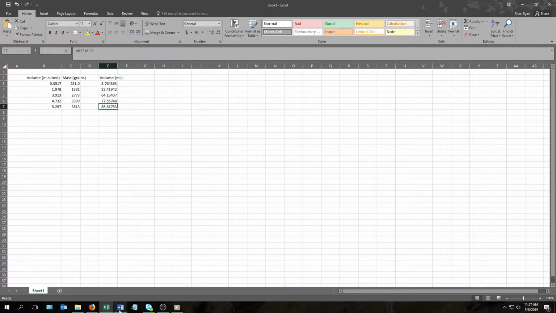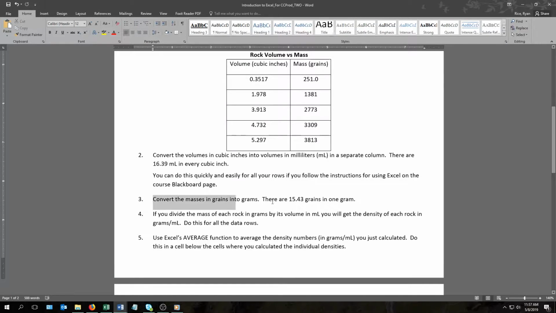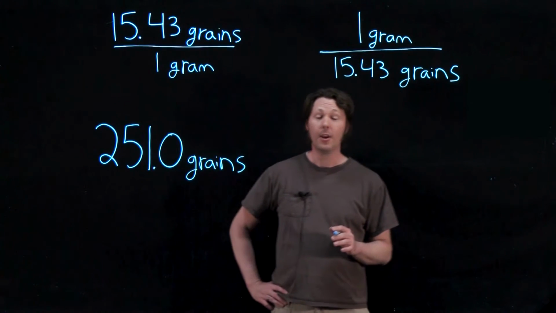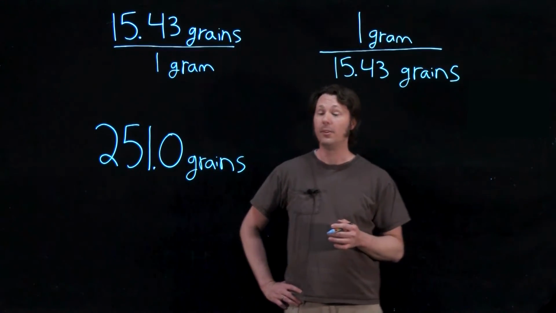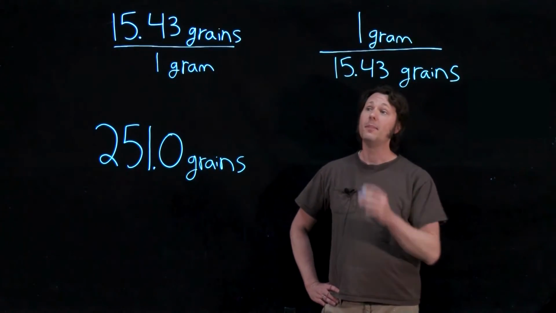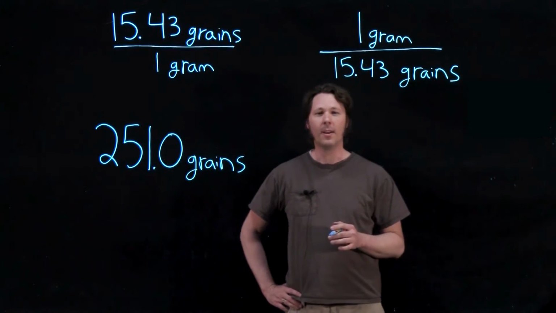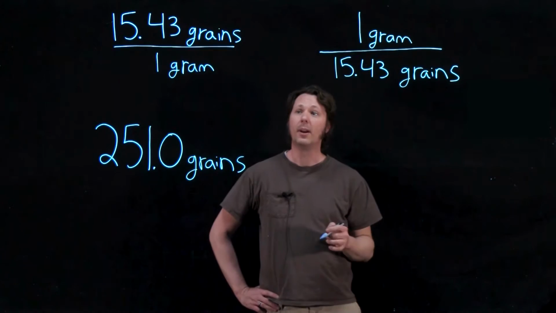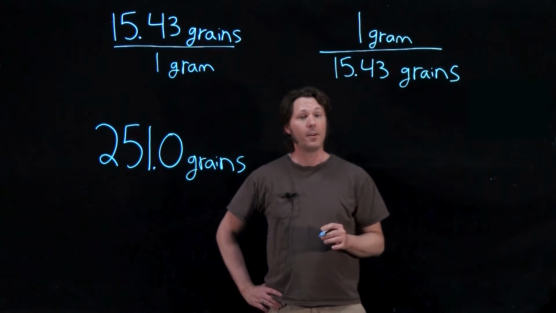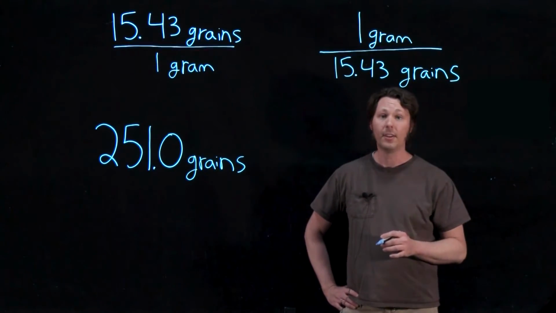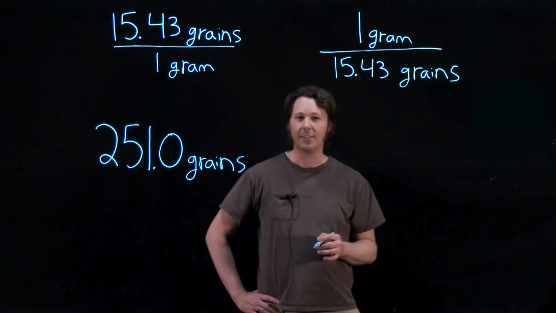In our case, going back to the original assignment, the next calculation line is to convert the masses in this right-hand column from grains into grams, and we're given the hint that there's 15.43 grains in 1 gram. Working this first one out by hand, we're starting with 251.0 grains, and we know there's 15.43 grains in 1 gram. So we need to multiply 251 by either 15.43 grains over 1 gram or by 1 gram over 15.43 grains. And once again, it's the units that's going to tell us which.